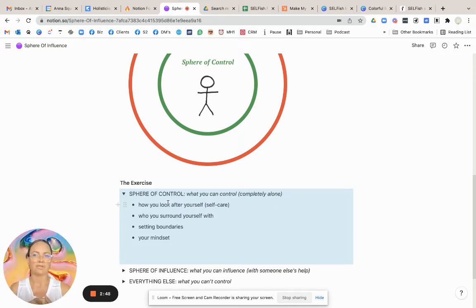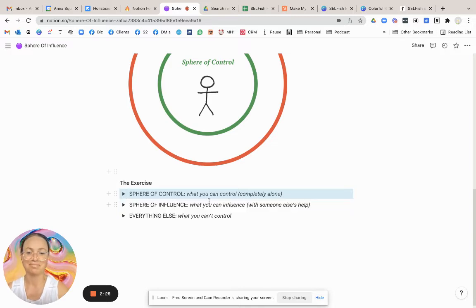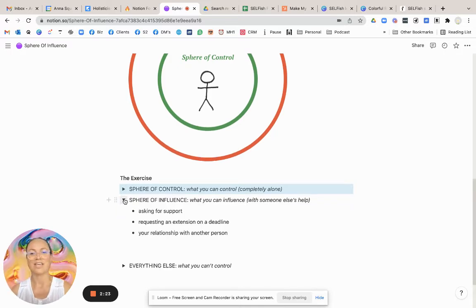So how you look after yourself, your self-care, whether you're sleeping, exercising, how you're eating, all of that kind of stuff, who you surround yourself with, so your friendships, your community, setting boundaries with people, saying no, pushing back on things, and also your mindset. So those are things that you can control on your own with nobody else's input. Perfect. And that is where we should be placing most of our energy, most of our attention, but often we don't. The next layer out is the sphere of influence.